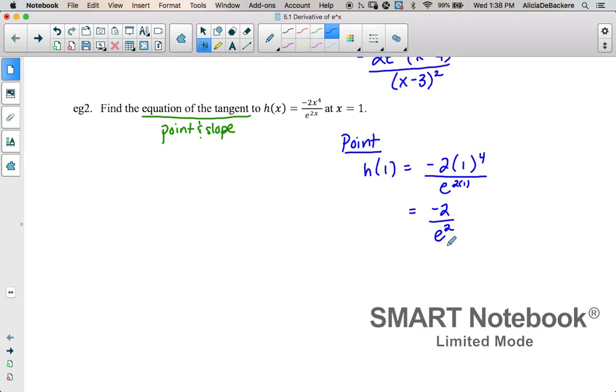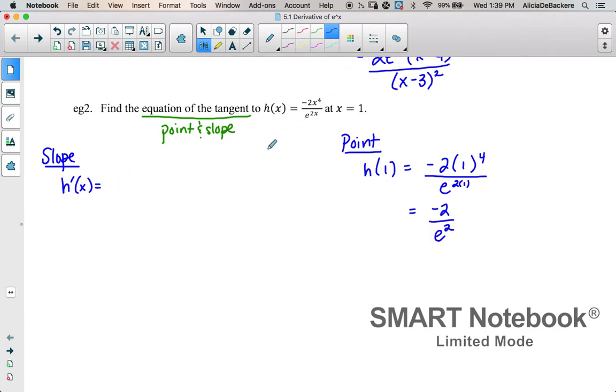And so there I get my y value, and I have a point at 1 comma -2 over e squared. So now I'm going to go and find the slope. And so to find the slope, I need to find the first derivative of our function.